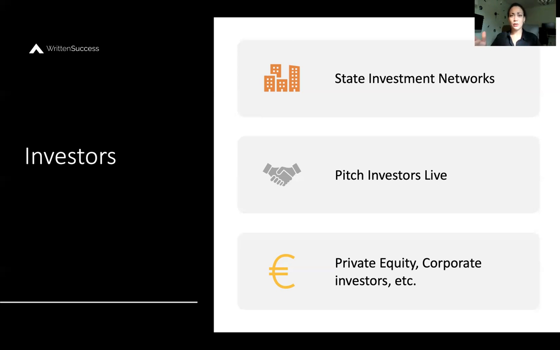And then there's a ton of private equity, corporate investors, other sources where people have either money in pools, big funds of money that they're just looking to put into startups, or personal angel investors that are looking to support new businesses that they like. So there's tons of investors, there's tons of cash out there.